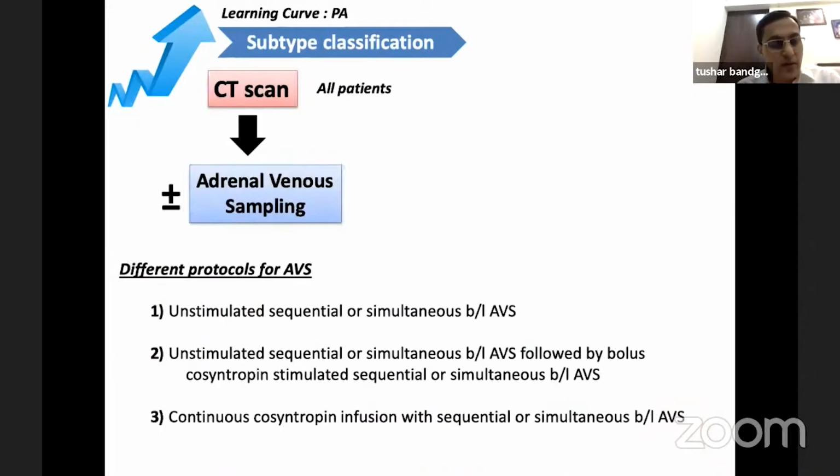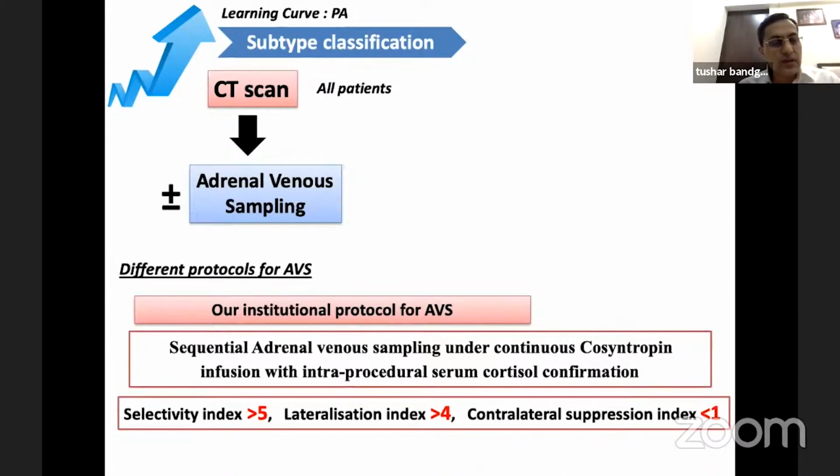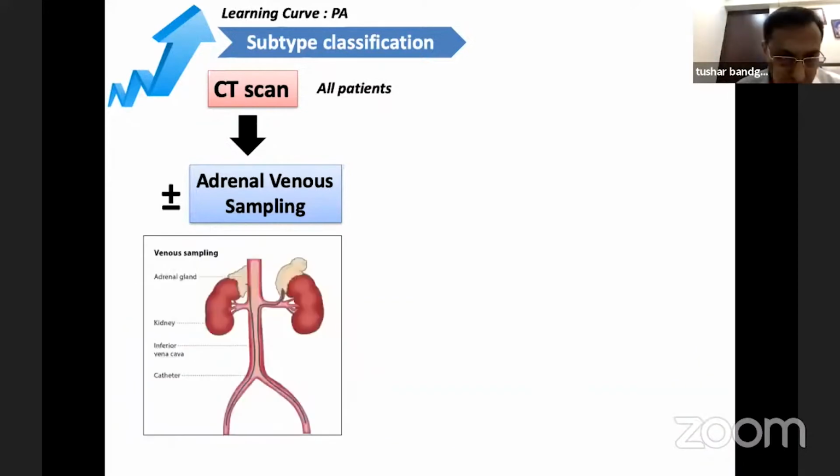What we do is give a sequential adrenal venous sampling under continuous cosyntropin infusion, which is started 1 hour before the procedure and goes throughout the procedure. And we do an intra-procedural serum cortisol confirmation, where the radiologists wait for the cortisol values during the procedure, which takes approximately half an hour, to see whether the catheter is inside, and then the blood is collected for aldosterone. So it has all been standardized with us.